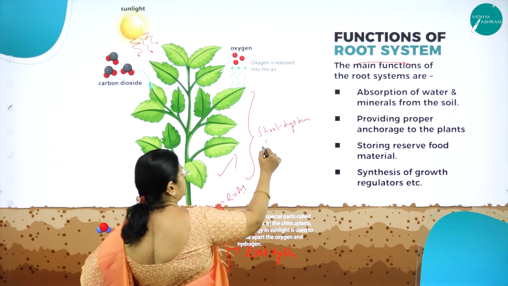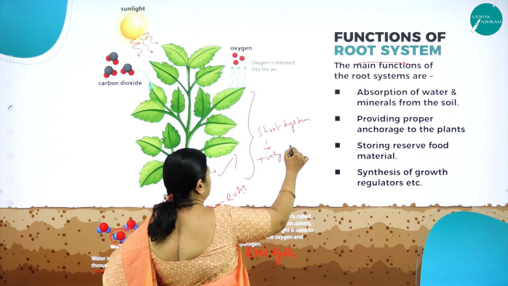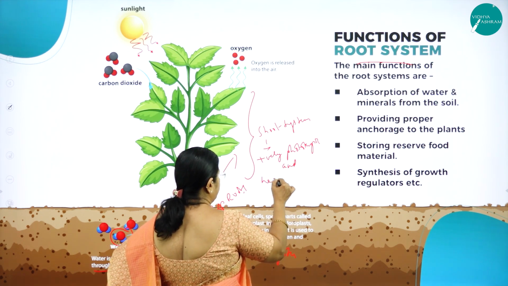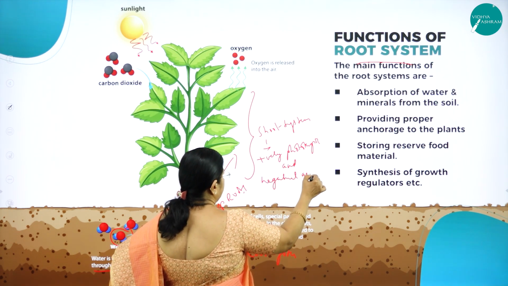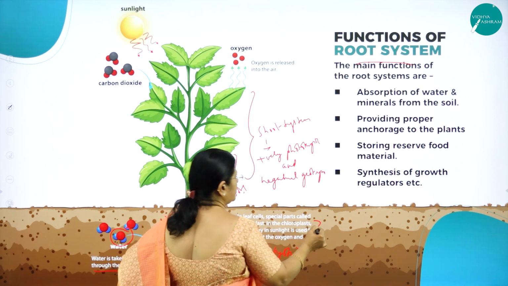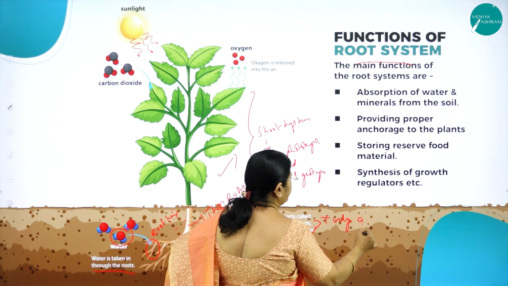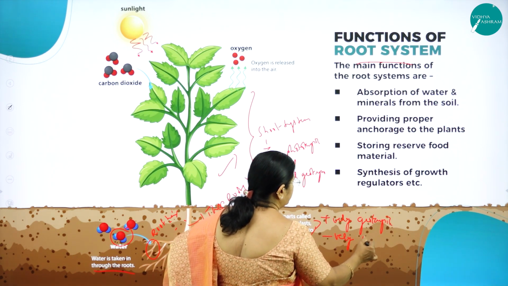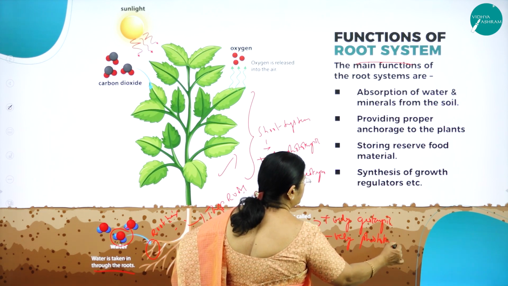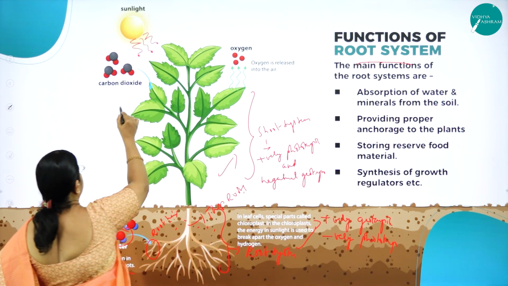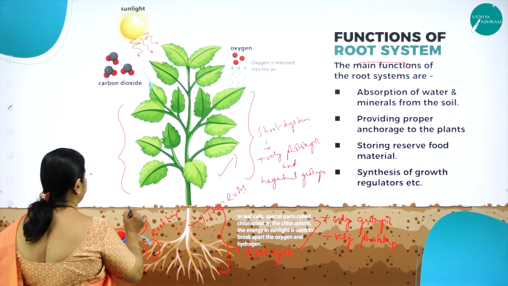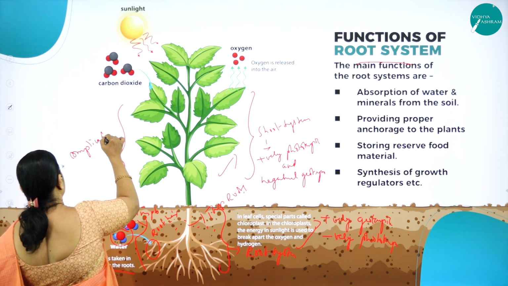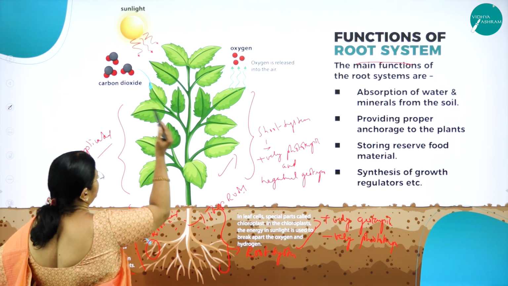What, as I said, shoot is what? Positively phototropic and negatively geotropic, whereas root is positively geotropic and negatively phototropic. When compared to the shoot system, the root system is very simple, and this is more complicated. Why is it complicated? It has so many parts.